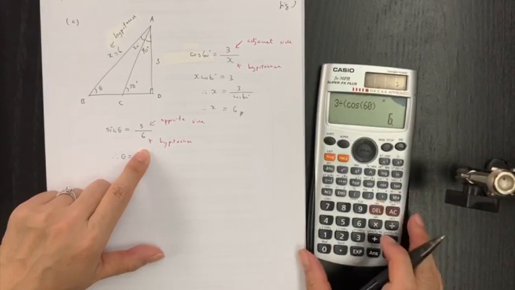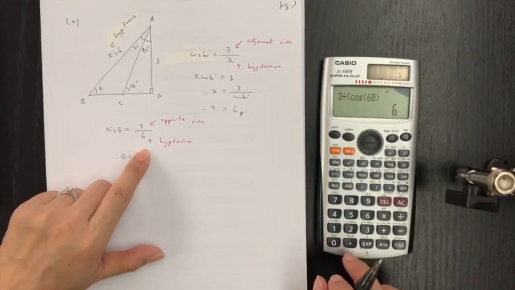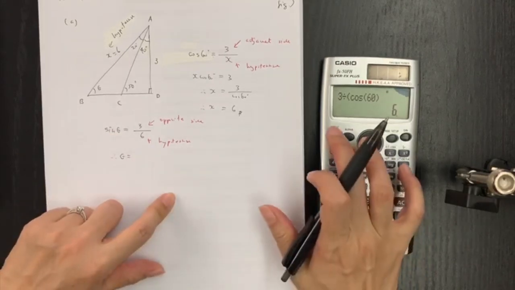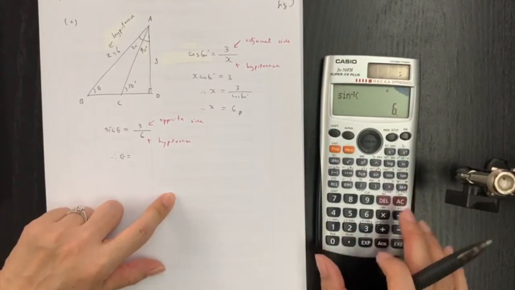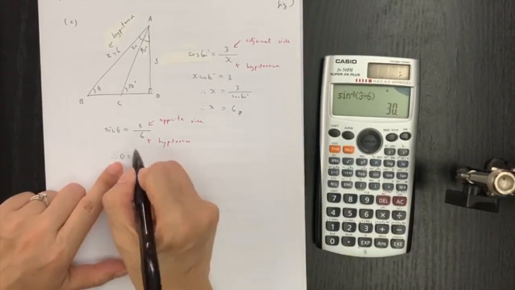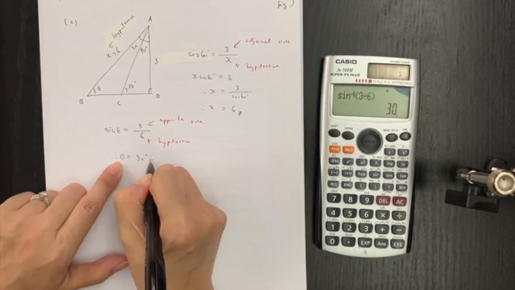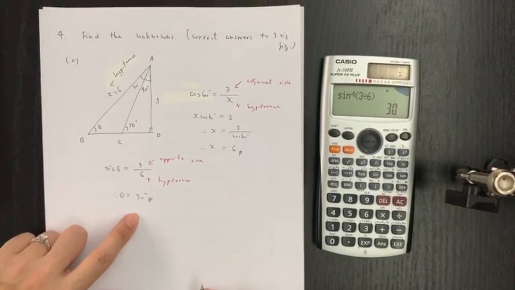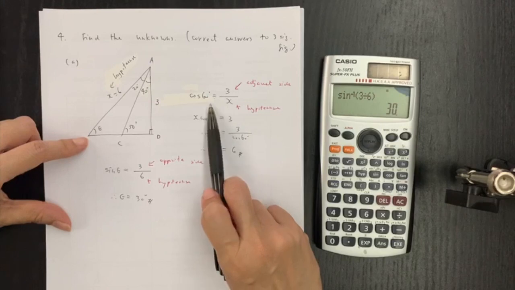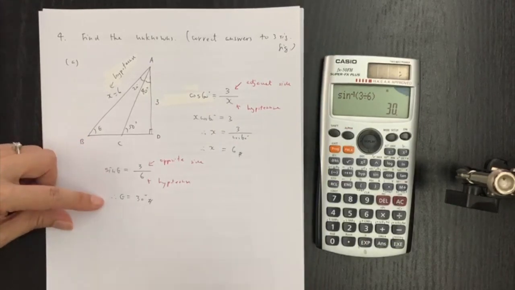So 3 over 6 is the same as 0.5. To find theta, we need the shift button. So shift sine, 3 over 6 and close brackets. So what is theta? Theta is equal to 30 degrees. So this is how we find the unknowns by using trigonometric ratios.